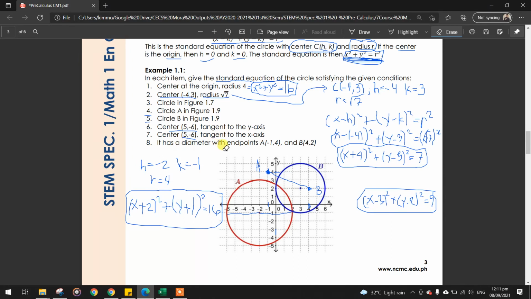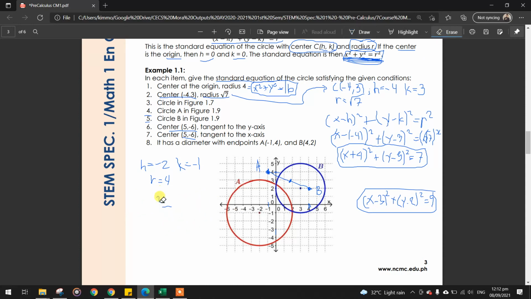It says it has a diameter with endpoints A and B. So that means A and B are on the circle. So in our circle, this is our diameter. It means our center is in between, right? It is in between our endpoints A and B. So it is in between, right? So how do we find the coordinate of our center?